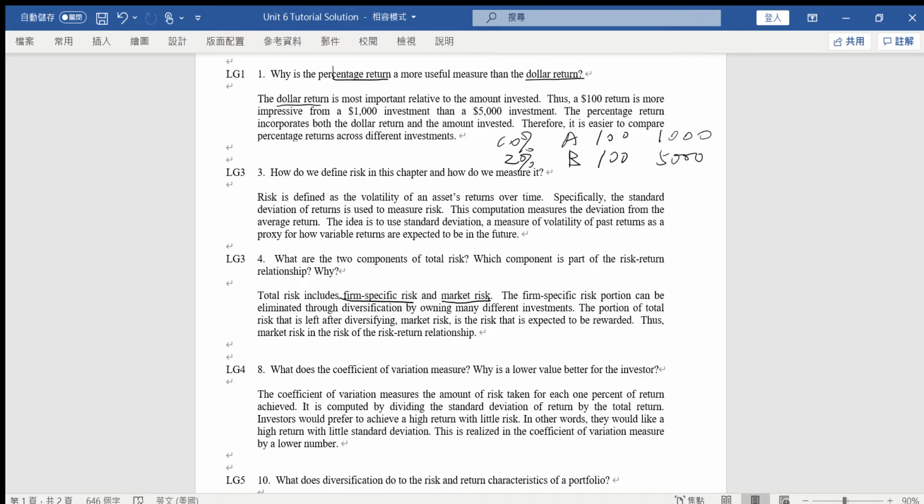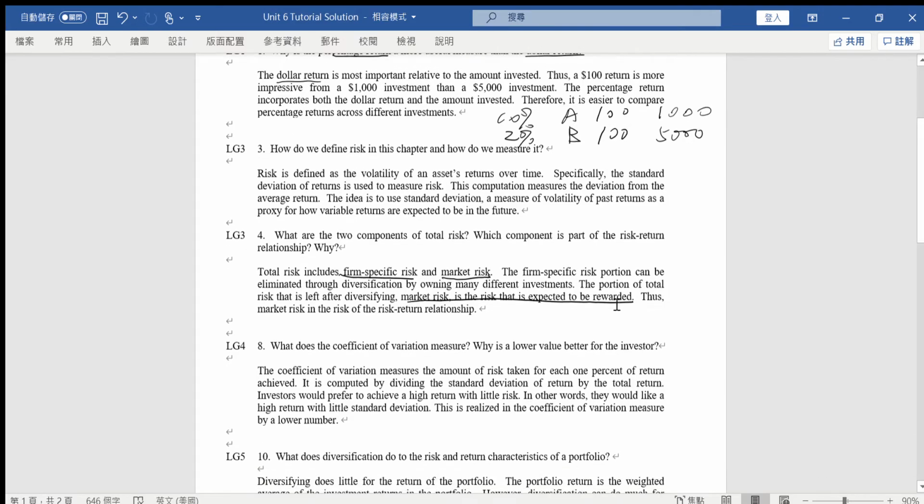What is behind that? That is the market risk. The market risk cannot be diversified away. Every firm is subject to or exposed to this kind of risk. Because of that, the return you get is basically the reward for bearing this risk. That is the relationship. Because of that, market risk is the one in the risk-return relationship.